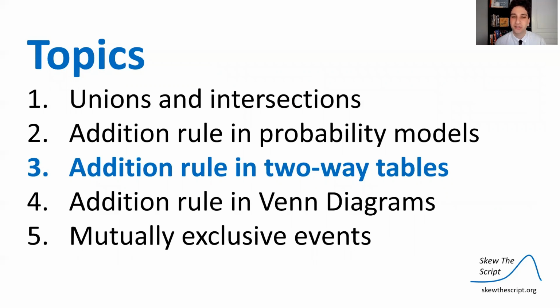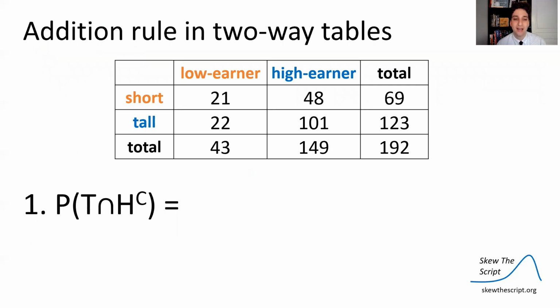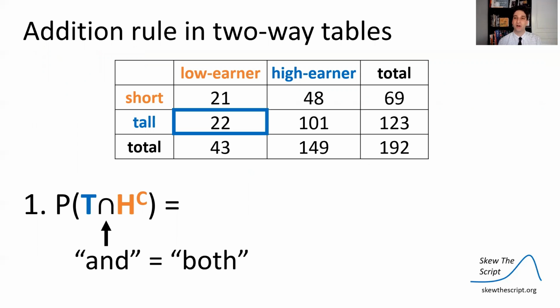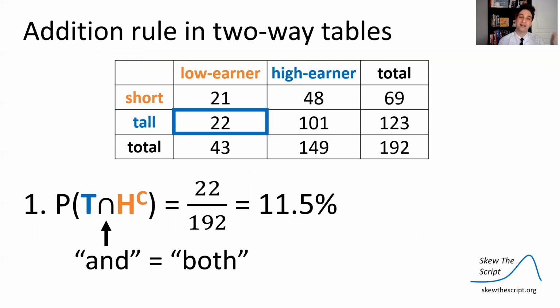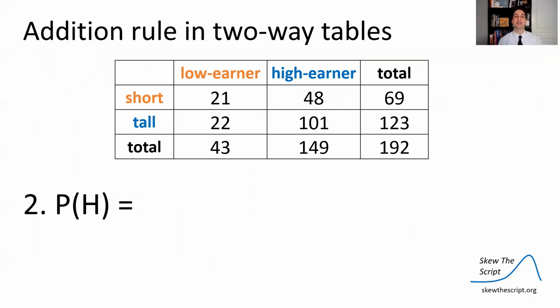Let's talk about that simple addition rule in 2-way tables. So here's a 2-way table of the same data. And let's find the probability of finding someone who's tall and not a high income earner. So and means both. So these people here are both tall and not high income earners, low income earners. And we see that 11.5% of the people on the site are that. That's our chance of getting someone like that.